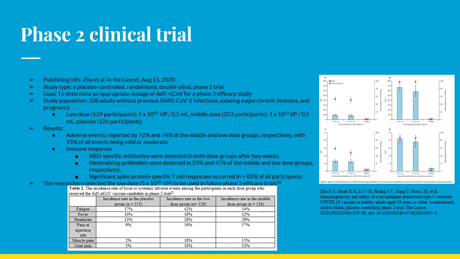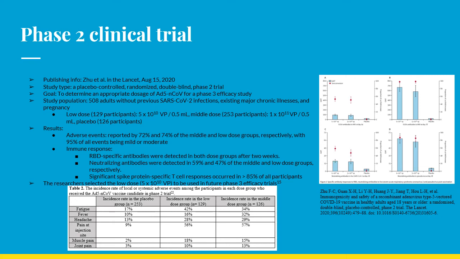The phase 2 clinical trial was conducted by the same researchers, and its results were published in The Lancet on August 15, 2020. This study was a placebo-controlled randomized double-blind trial involving 508 adult participants. It aims to determine an appropriate dosage of this vaccine candidate to be used for a phase 3 efficacy study. It excludes those who have previous SARS-CoV-2 infections, major chronic illnesses, and pregnant women.